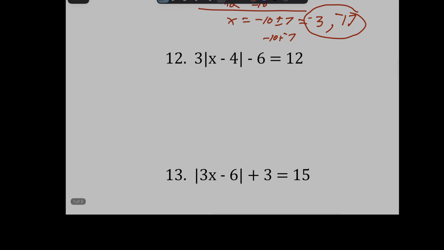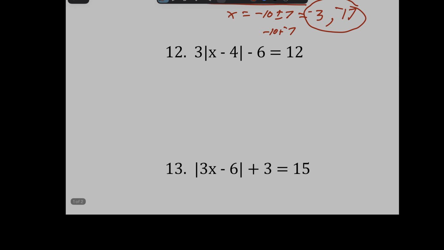Okay, let's try number 12. A lot of different numbers here. So first thing I want to do is add my 6. My goal is to get that absolute value all by itself. So I have to do a little bit of work to get us there. Okay, and so that's going to be 18. That 3 is still in the way.